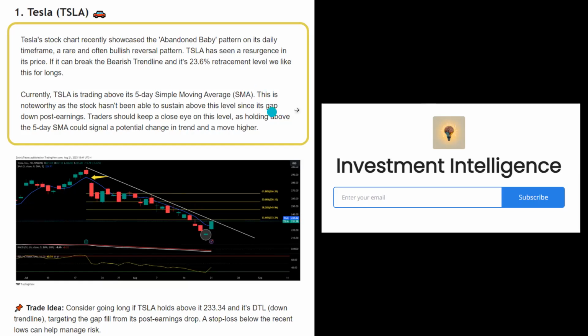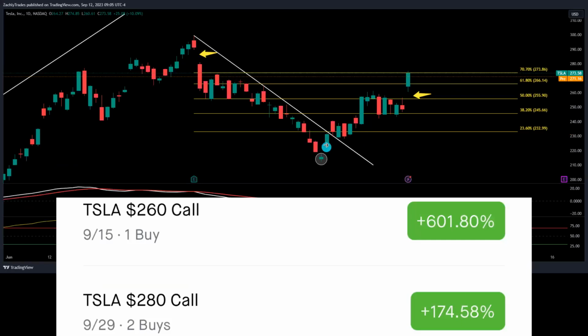So, this is what it looks like. This was one of the recent trade ideas from a couple of weeks ago on Tesla. You can see Tesla broke out from its trend line after its abandoned baby chart pattern, came up to a critical level, and those Tesla plays, if you trade options, were very, very profitable. It was a really good opportunity and entry time based off of that.